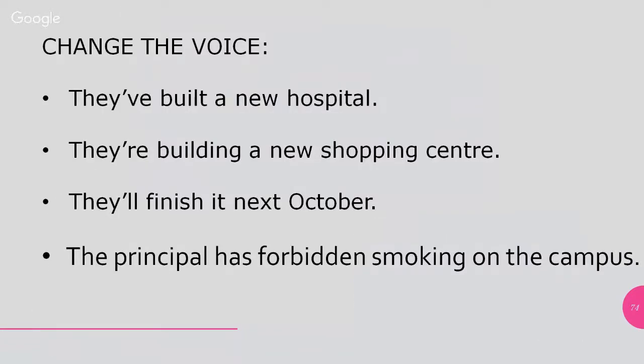Change the voice. They've built a new hospital. Can we interact? No time. Okay, let's try these. Change the voice. They've built a new hospital.